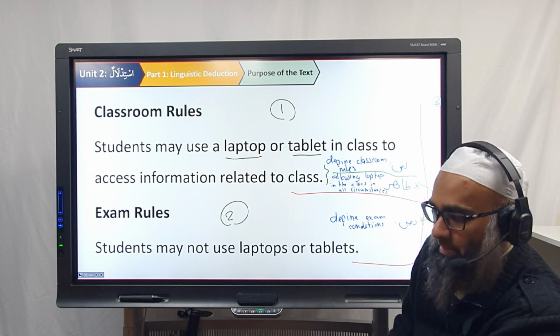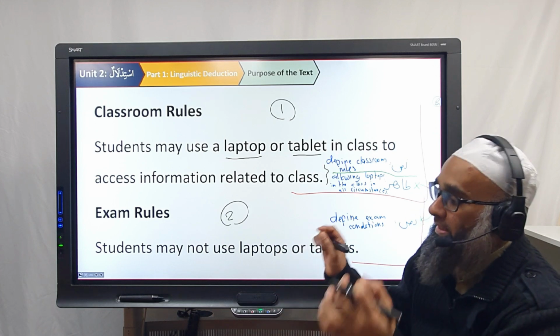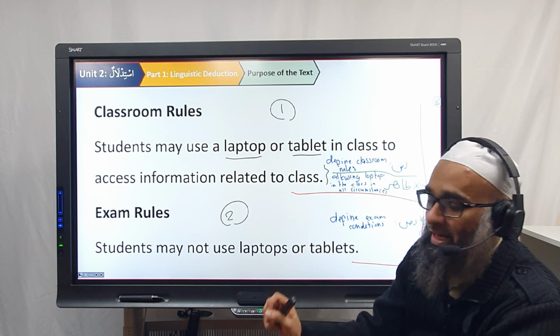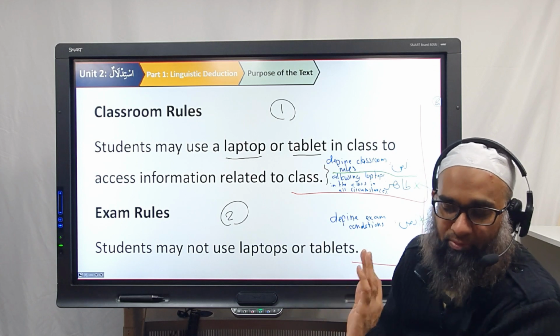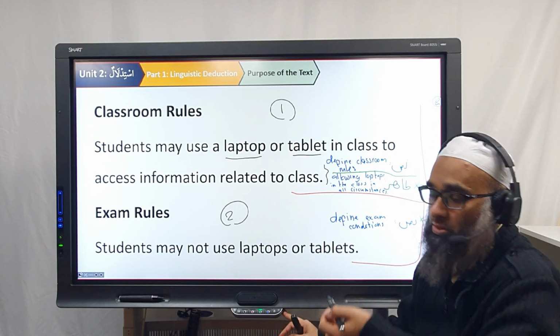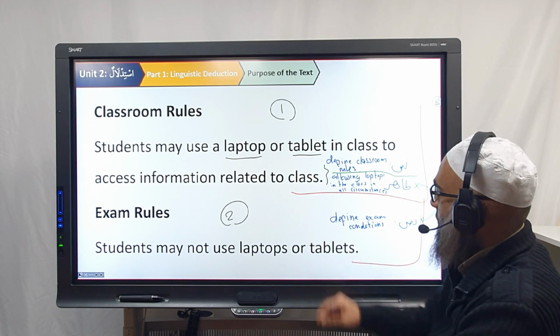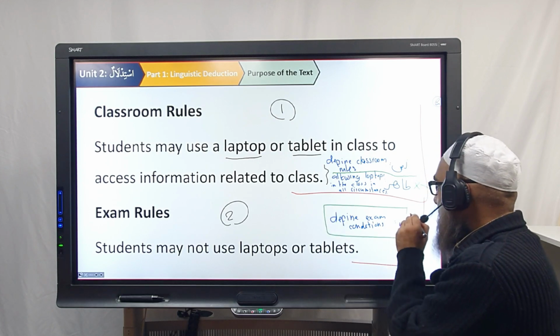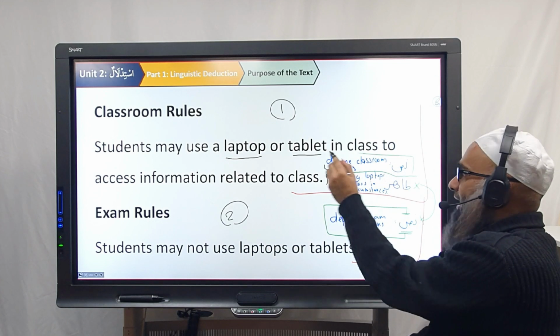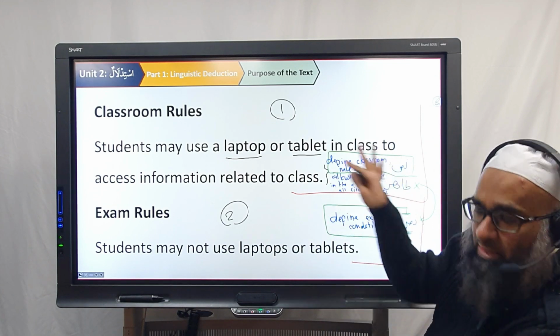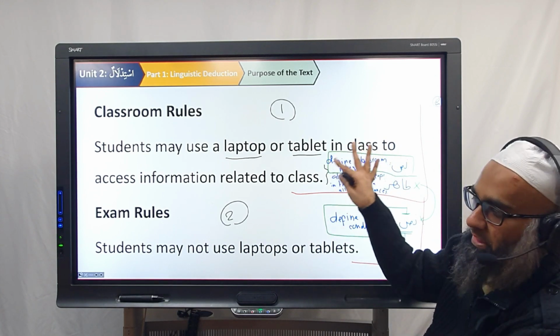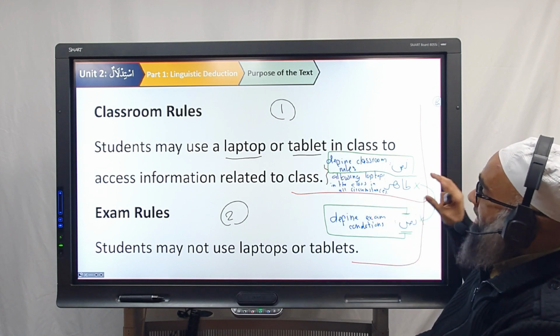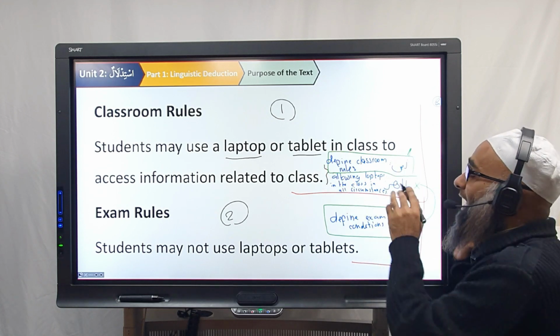The top text says, in all conditions, you may use, and once you're in the classroom, you can use it for class-related information. And the bottom says you cannot use it for exams. Which text will you give preference to? We say, well, we give nas. That this text is particularly explaining exam rules. This text is not explaining exam rules. This text is explaining classroom rules, normal day-to-day classes. It is nas. The purpose of this text is to define classroom rules.